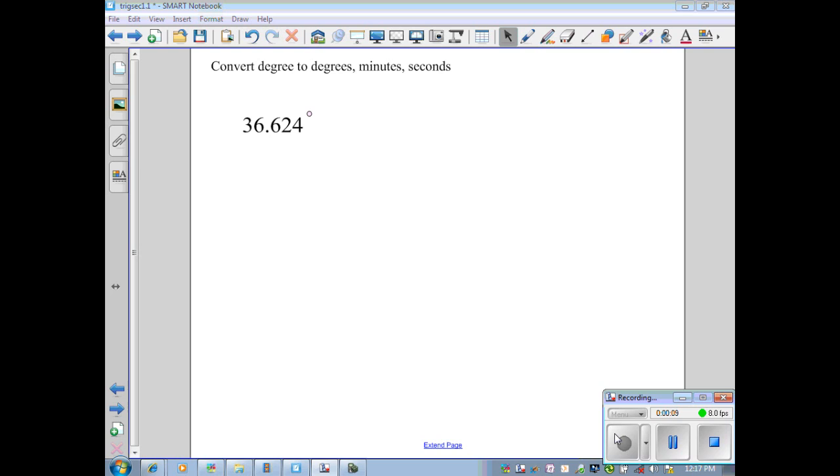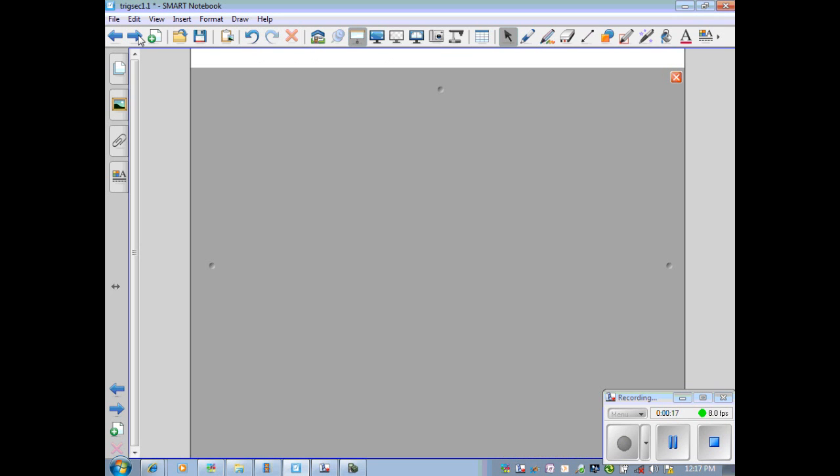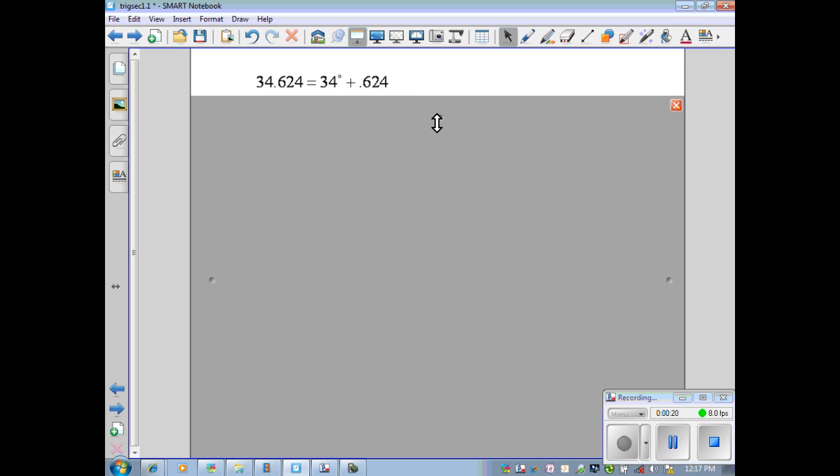Our next situation asks us to convert degrees to degrees, minutes, seconds. So here what you have is an example of a decimal value in degrees, and they want us to take that back to degrees, minutes, seconds. Let's take a look at this example. In this situation, we're going to take 34.624 degrees, and we're going to separate the whole number into 34 degrees plus 0.624.